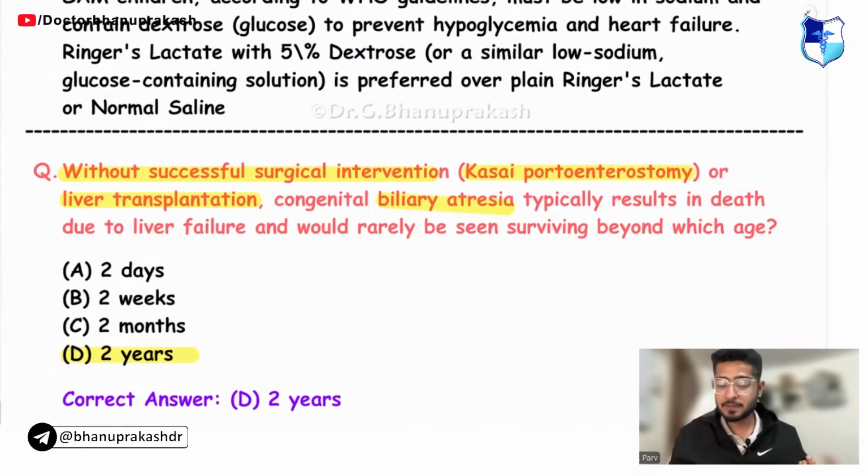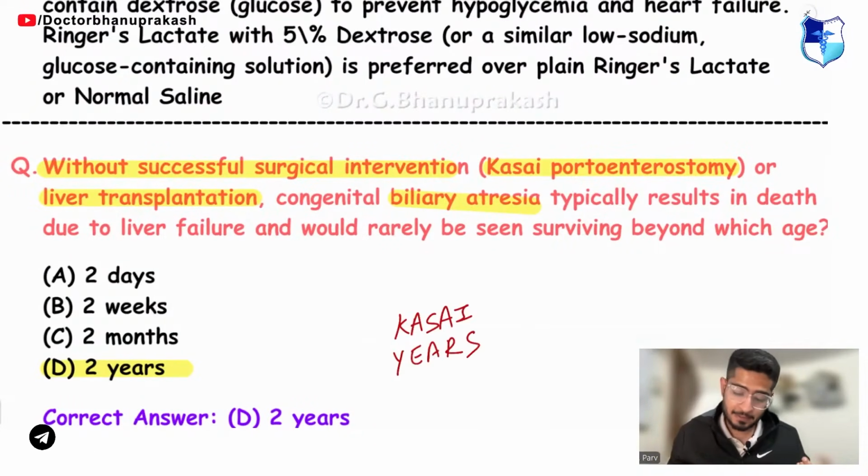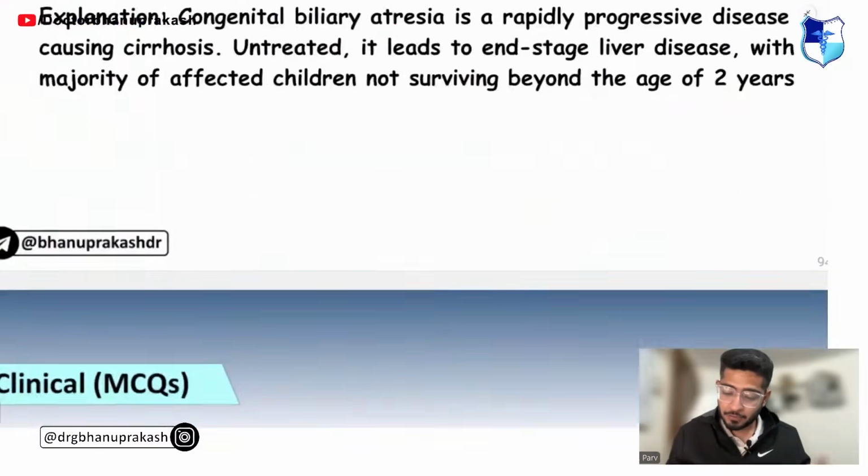Okay, the answer is 2 years. So Kasai, Kasai, years, years. Okay, so this is how you can remember very easily Kasai's and years. Okay, coming on to next question.